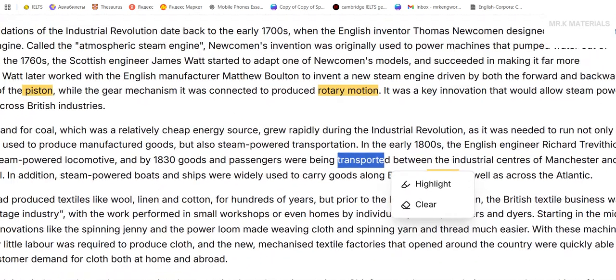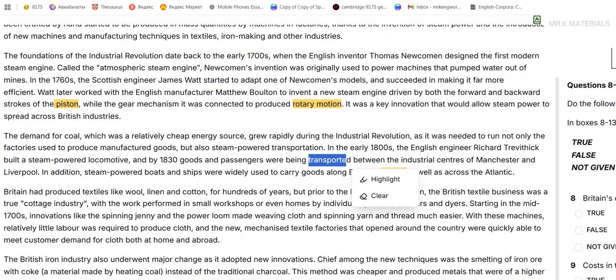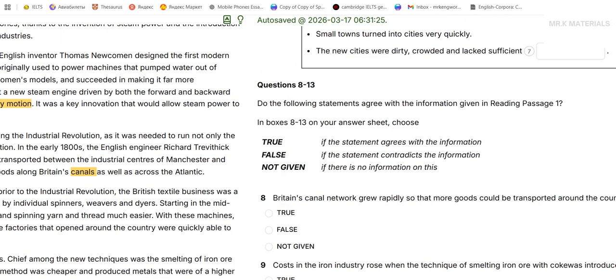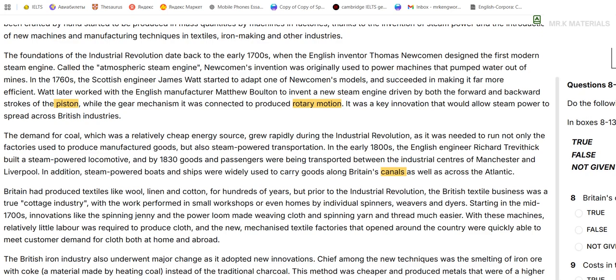In the early 1800s, the English engineer Richard somebody built a steam-powered locomotive, and by this year, goods and passengers were being transported between the industrial centers of Manchester and Liverpool. In addition, steam-powered boats and ships were widely used to carry goods along Britain's canals, as well as across the Atlantic. Huh. There's nothing about growing. So this is clearly not given here.